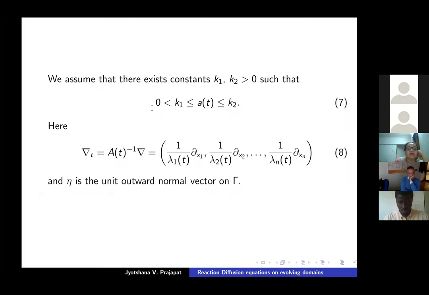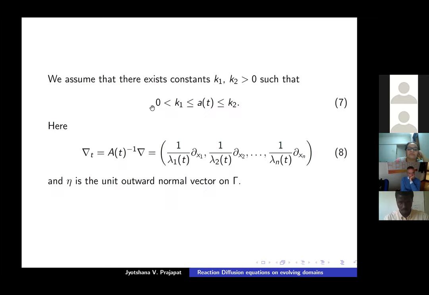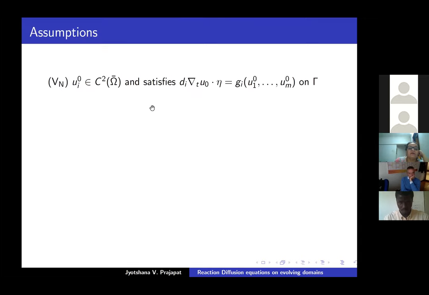Coming back, this is the equation. Sorry for this error here. And these are the assumptions. Here we assume that the initial function on the stationary domain at time t equal to zero is in C2 omega bar, and it satisfies the compatibility condition on the boundary. This is the non-homogeneous boundary condition.